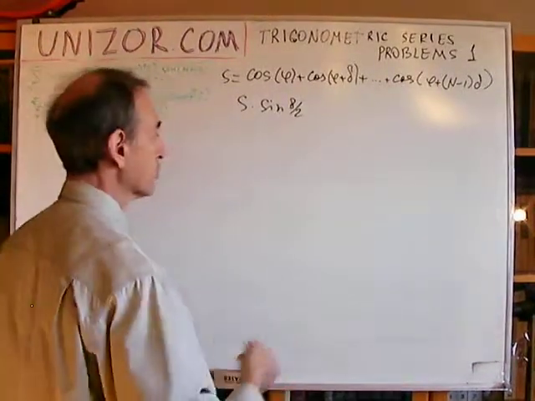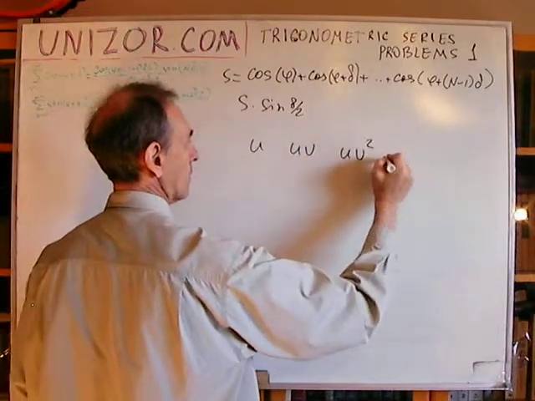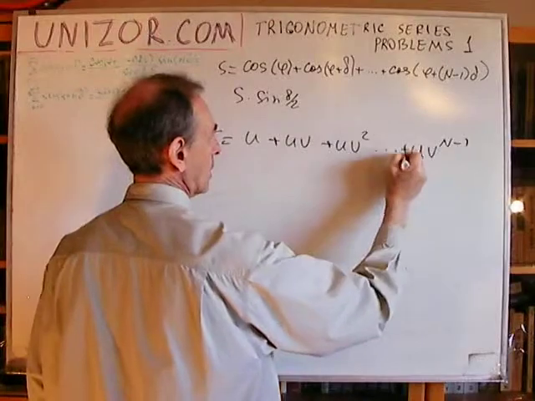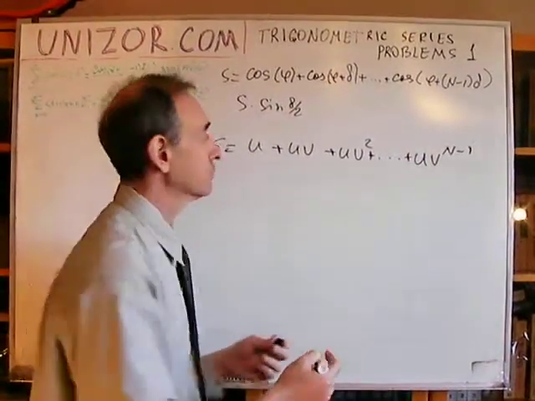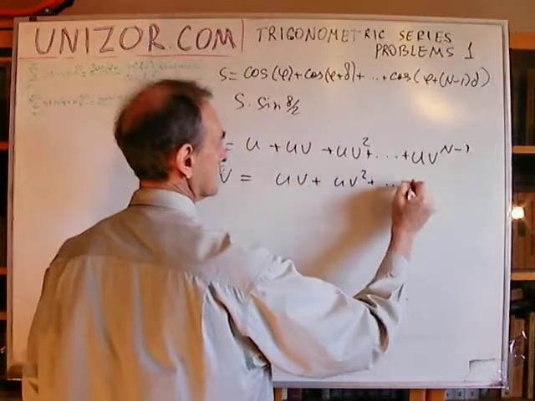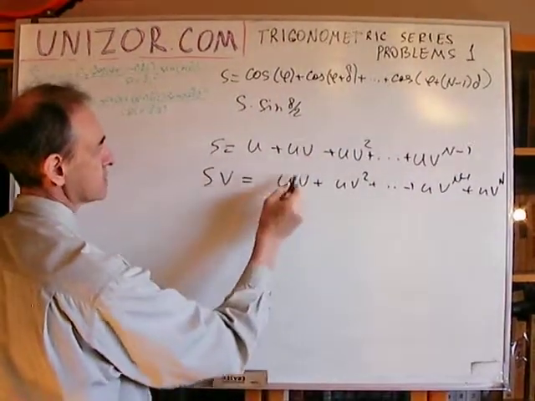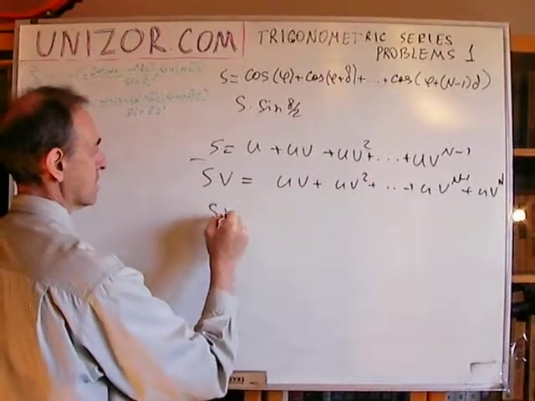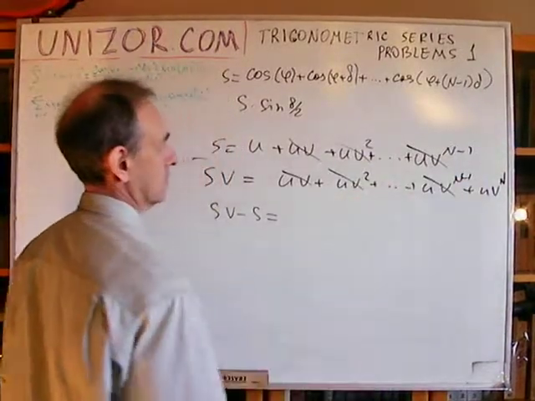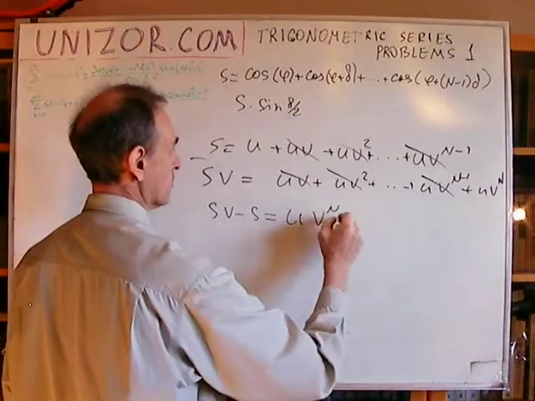Now, it's similar to summing the geometric progression. If you remember, if I have a geometric progression like this, how can I sum it up without remembering the formula, of course? Well, I multiply it by V in this case. Every member is multiplied by V. So this would be this, this would be this, etc. And then I subtract. And as soon as I subtract, I will have this. Instead of this complicated thing, I have only U V to the N, the very last one, minus the first one.